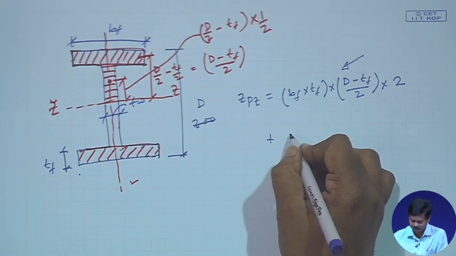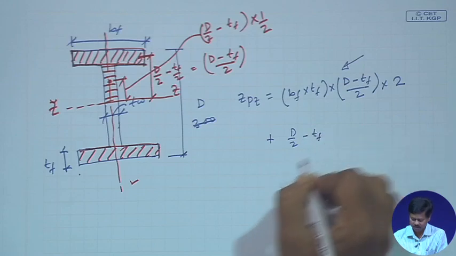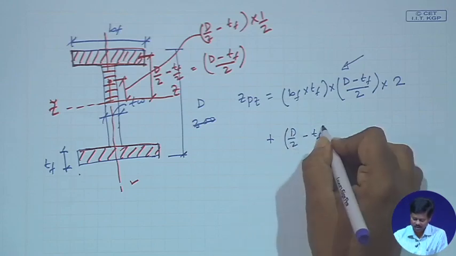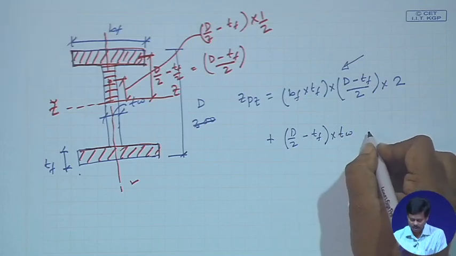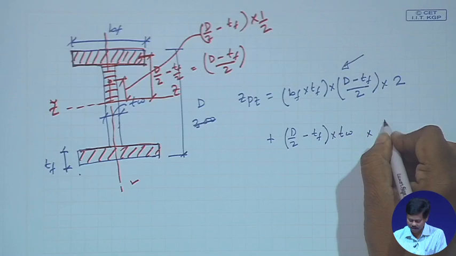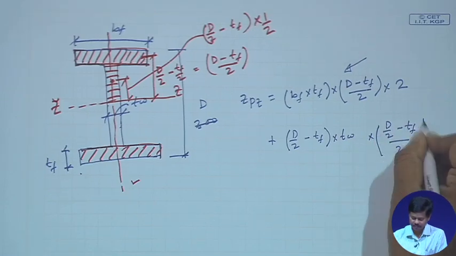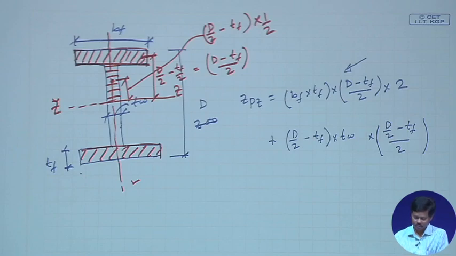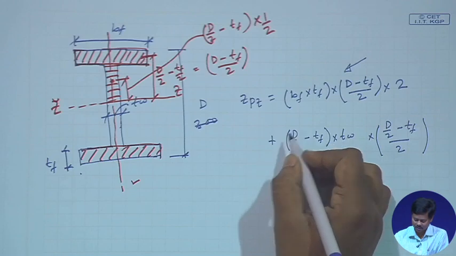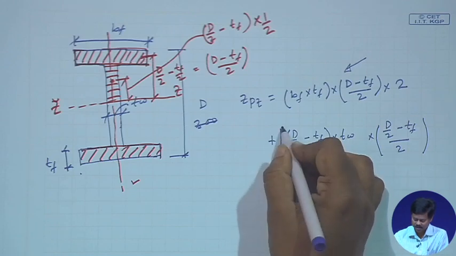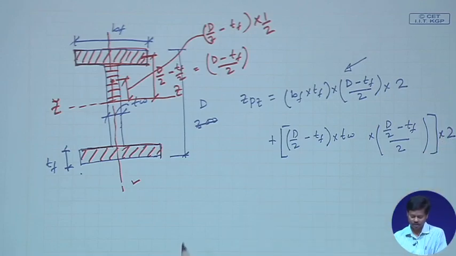So, the area of the web will be (d by 2 minus T f), this is the height, into the thickness T w, into the C g, which will be (d by 2 minus T f) by 2, right. So, this will be the area into the C g distance of the web on one side. So, for 2 sides it will be multiplied by 2, right.